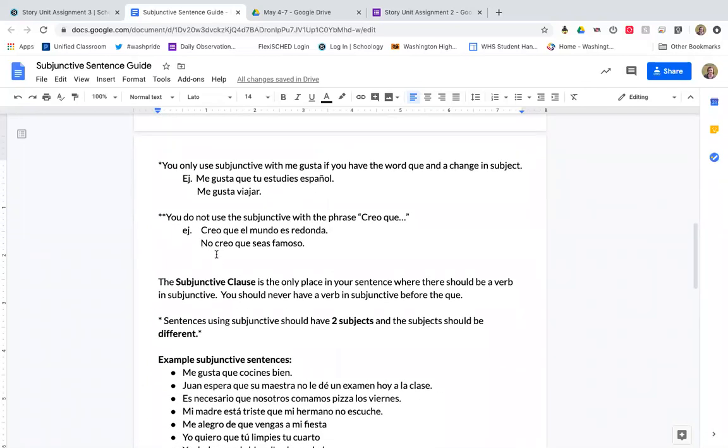In the next sentence, it says, no creo que seas famoso. When you use the phrase no creo, you do use subjunctive because you do not believe it to be a fact. However, it is a possibility.